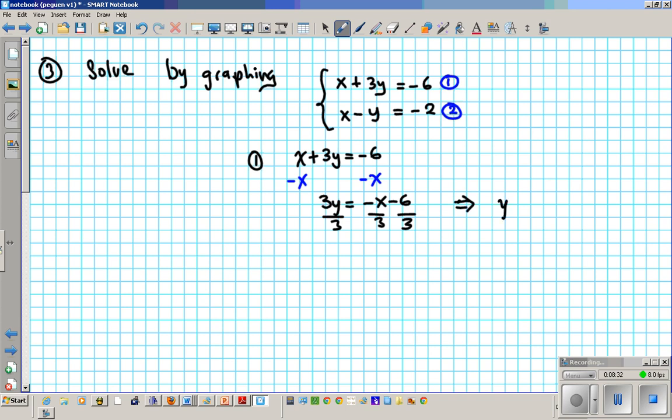That gives me y equals negative 1 over 3x minus 6 over 3, which is 2. Okay? So from this one, I know that m is negative 1 over 3, which means I'm going to go down 1 and over 3, starting from where? b, which is -2. Alright?